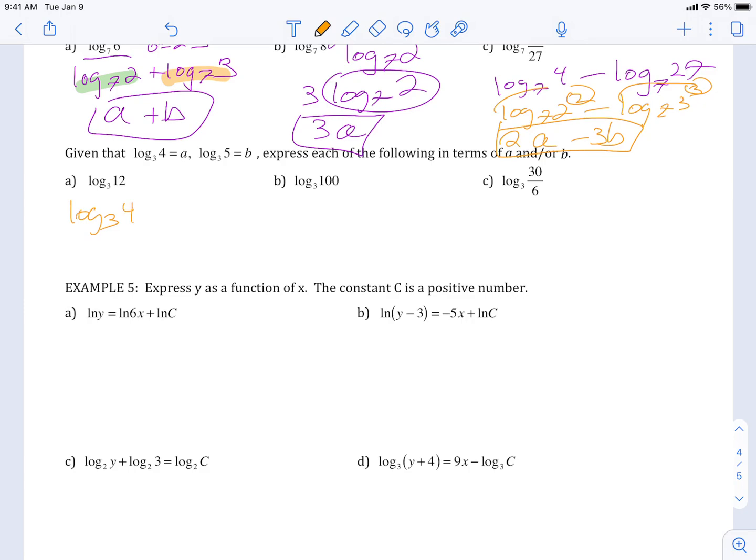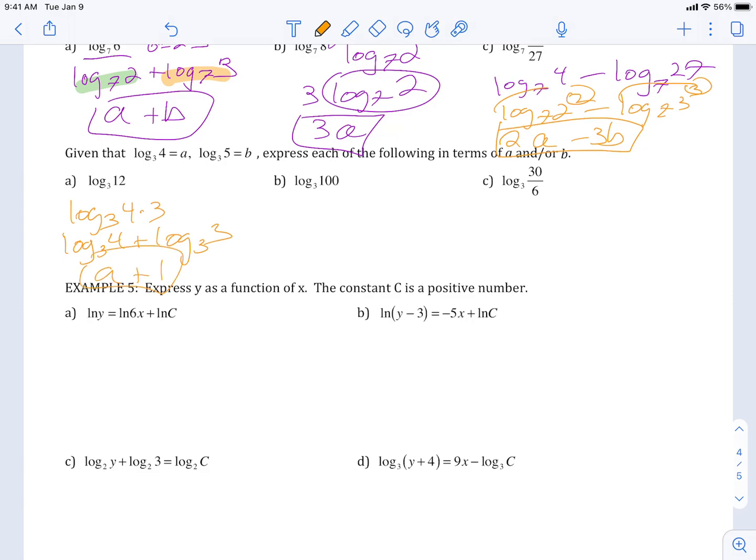So log base 3 of 4 times 3, that's log base 3 of 4 plus log base 3 of 3. So log base 3 of 4 is just a, so it's just a plus 1.